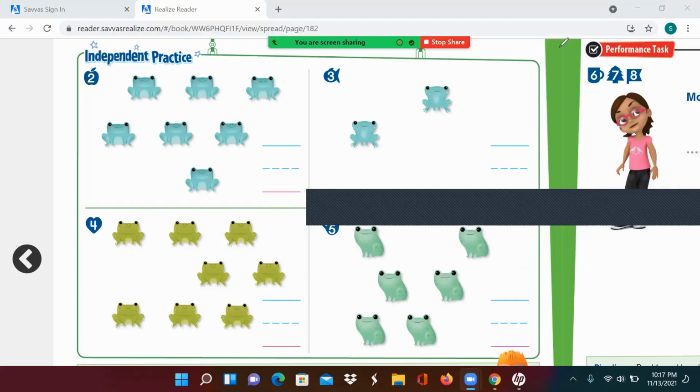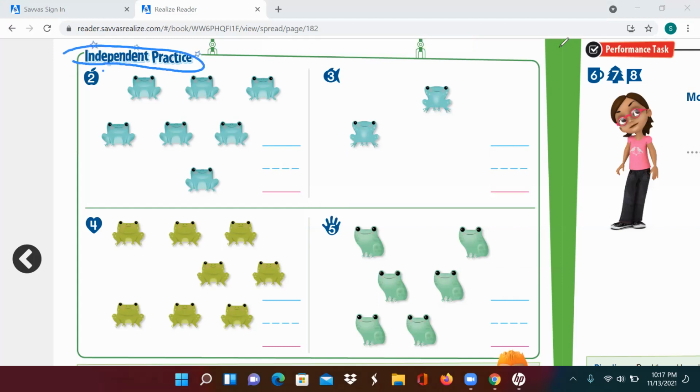We are going to do the independent practice together. So let's look over here at number 2. And this is going to apply for each of these problems. Alex sees frogs at the pond, and then he sees 1 more. How many frogs are there now? So for number 2, he sees these frogs at the pond.